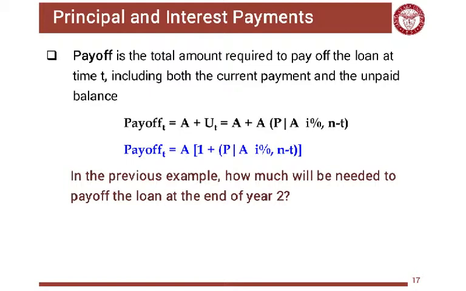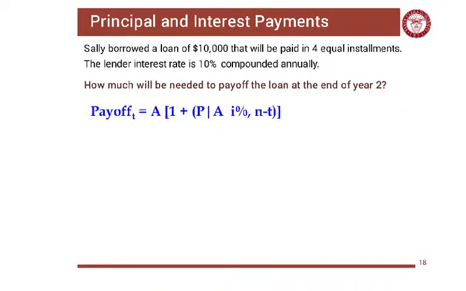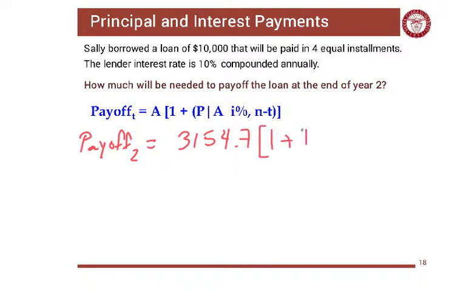So now it's a matter of applying it to calculate the payoff at the end of year 2. So we use the formula here. So payoff at year 2 equals A, which is equal to the same value we calculated and agreed on in the loan agreement, multiplied by 1 plus the factor here, P given A, 10%, and then n minus t, again n minus t equals 4 minus 2. 4 is the number of payments for the loan as a total, and then 2 is the current time I'm evaluating how much to pay off for the remaining payments. So this is 2.